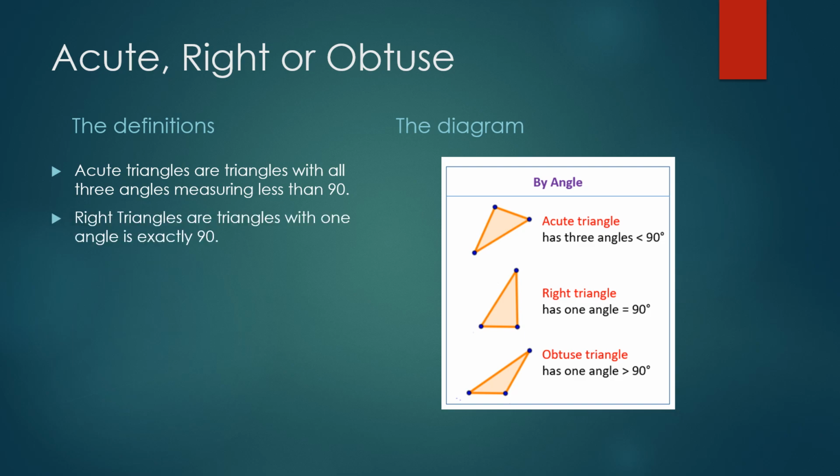A right triangle has to have one angle measurement of exactly 90. And then in obtuse, we can only have one angle that is between 90 and 180 degrees.